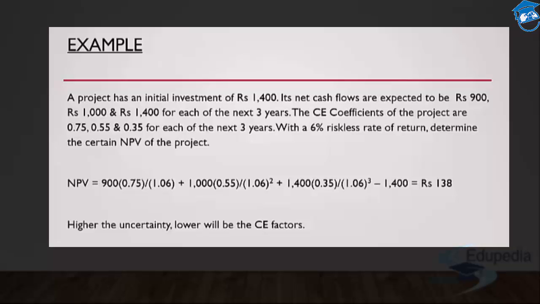So I hope I was able to give you a proper glance with each and every kind of understanding in relation to the risk adjusted discount rate approach and the certainty equivalent approach as well. These approaches are, like guys, very, very important. You'll get to see so many questions revolving around these approaches while I start discussing the relevant questions which are asked in the CA final examination as well. So all you need to do is just revise the concept which I'm telling you.